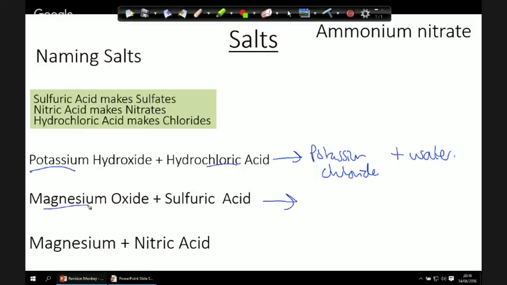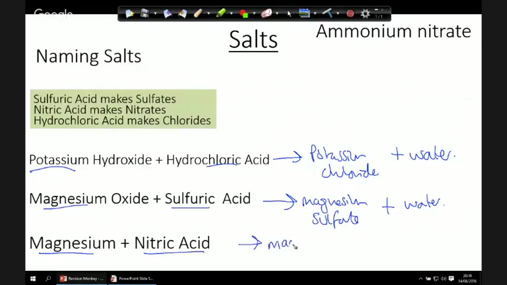In this occasion, we've got magnesium oxide plus sulfuric acid. So because sulfuric acid makes sulfates, we'd end up with magnesium sulfate plus water. Now for the bottom one, when you just have a metal and an acid, you make the salt still, so magnesium nitrate in this case, but rather than water, you make just the hydrogen gas. So if you put just a lump of metal in acid, it will fizz and make a gas, and that is hydrogen.